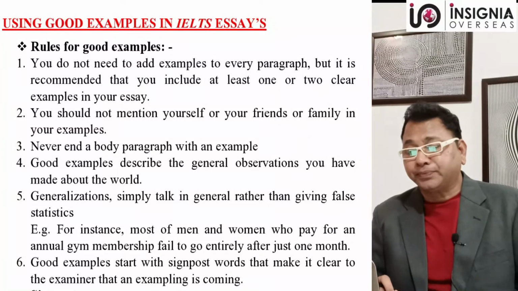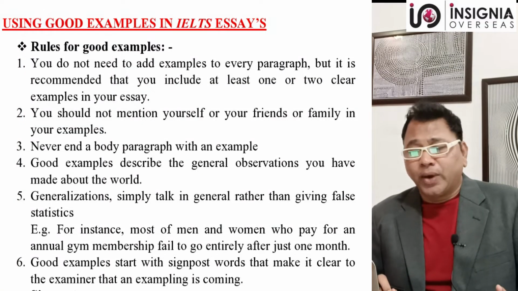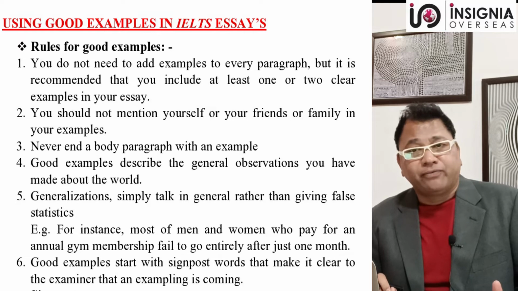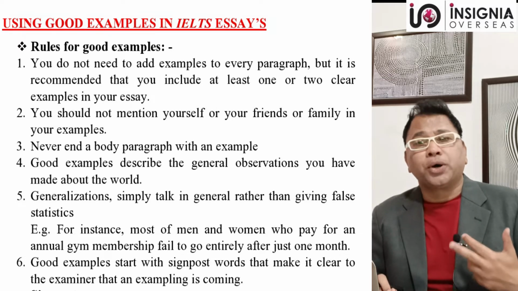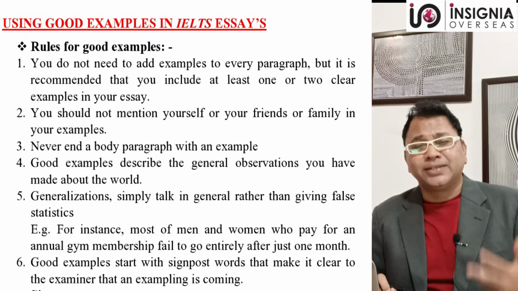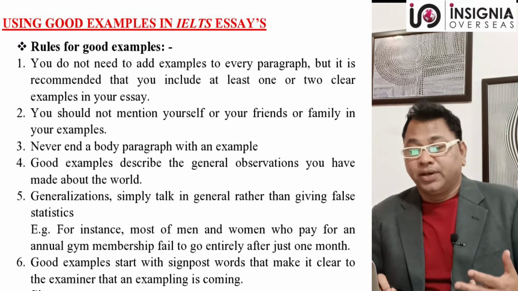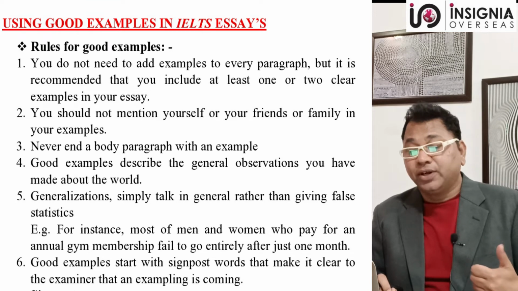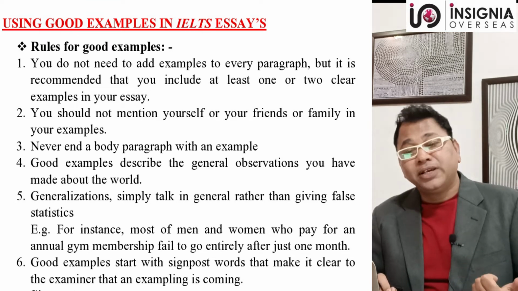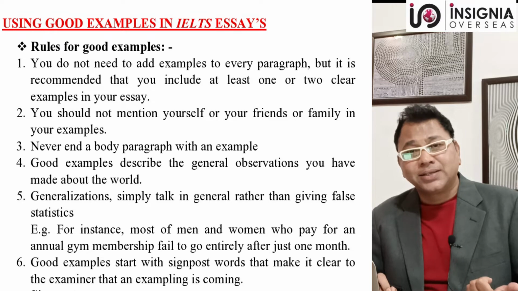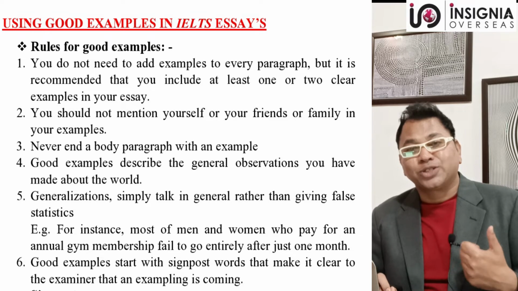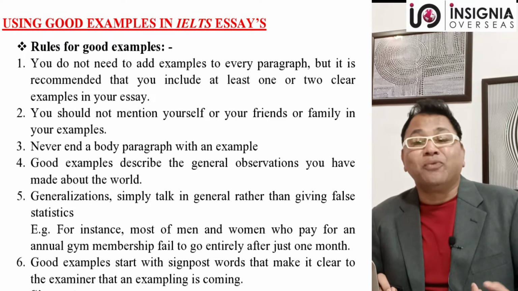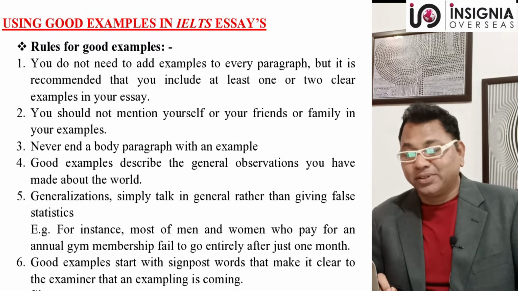The first one: you do not need to add examples in every paragraph, but there has to be at least 2 or 3 examples in the entire writing task 2. The second one is you do not have to mention yourself, your friends, or your family, or your mother, or your cat in your writing task 2 examples. Try to avoid giving personal examples.